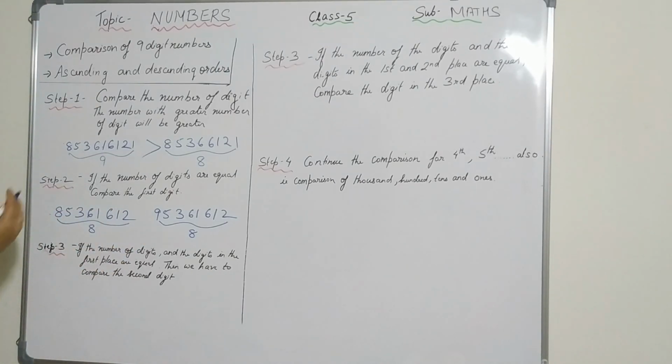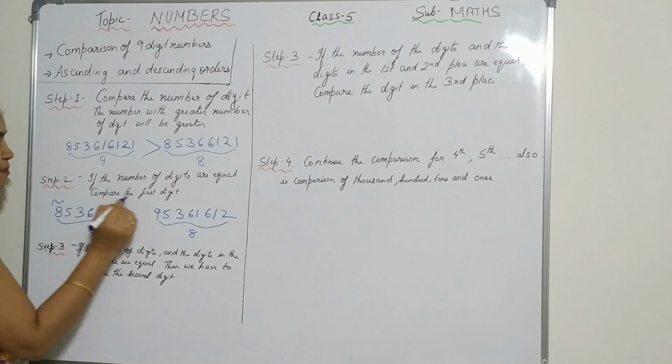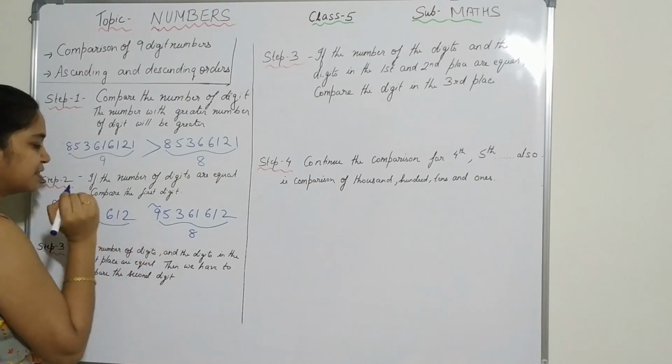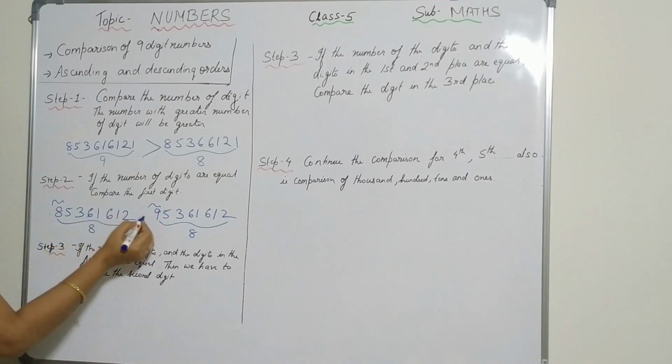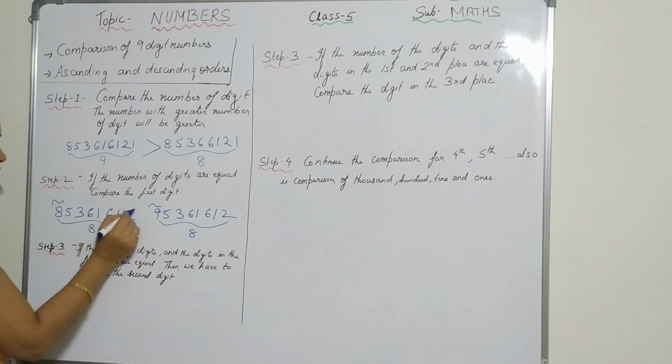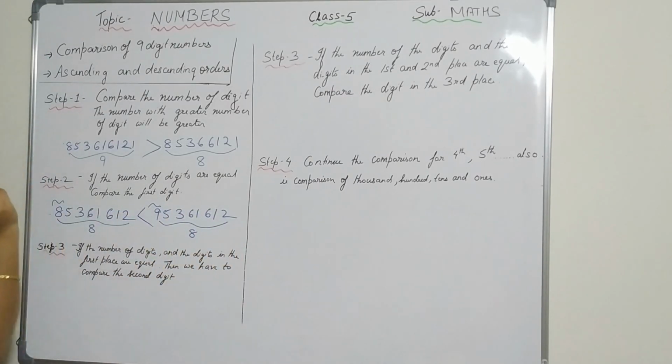So how do we compare these two numbers? Then the number in the first place comes into the picture. Here the first digit is 8, and here the first digit is 9. So the second number as a whole is greater than the first number. Then we have to put a sign like this.